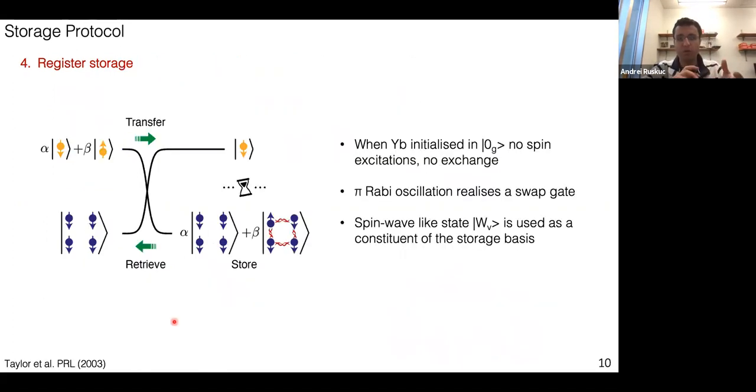So this interaction, when you realize a full swap, a full spin exchange, a pi-Rabi oscillation, realizes a quantum swap gate. So if we prepare some arbitrary quantum state on the ytterbium and perform a swap, then we can transfer this state onto the vanadium register, where we're actually using this W-type state as a constituent of the register qubit basis. And then after some wait time, we can perform a second swap to transfer the state back onto the ytterbium. And this is really the storage scheme that we're going to use to realize this secondary qubit register. And I just want to mention, this is a scheme which was first proposed in the context of quantum dots in this paper here.